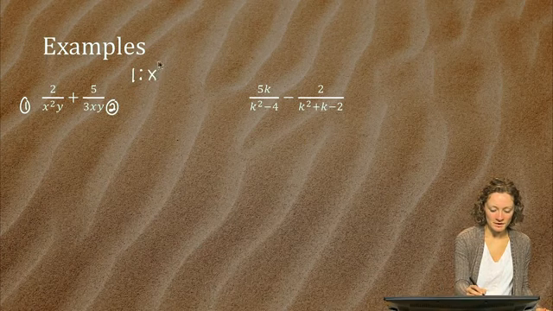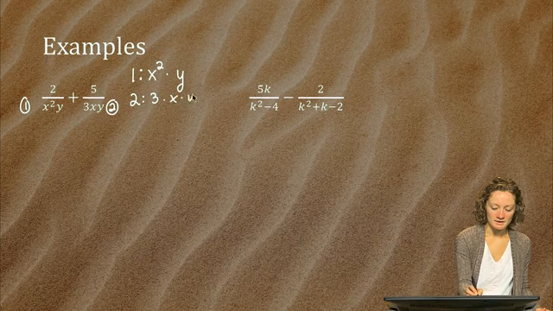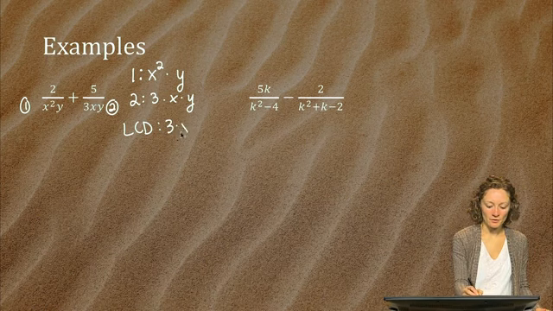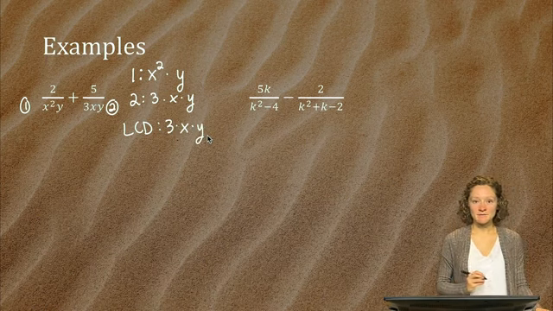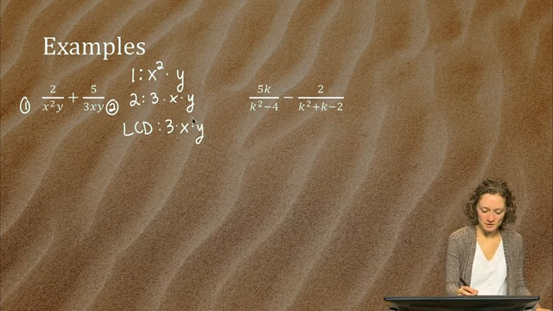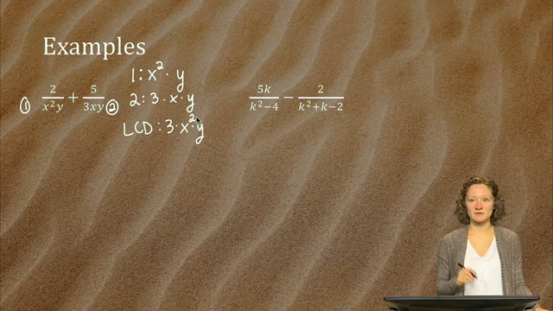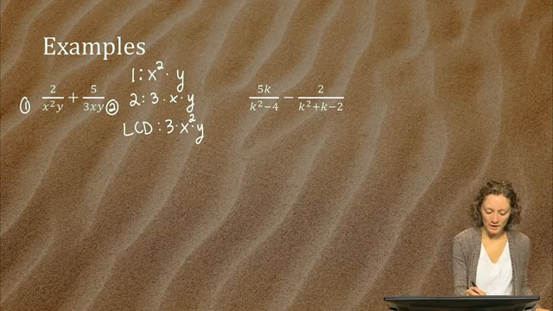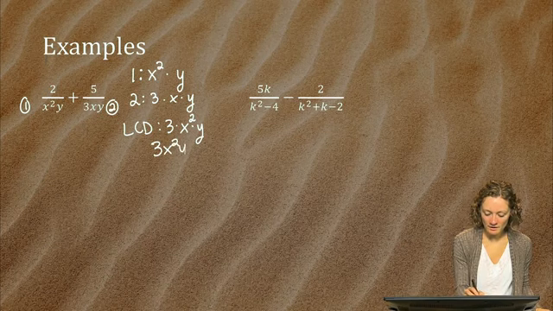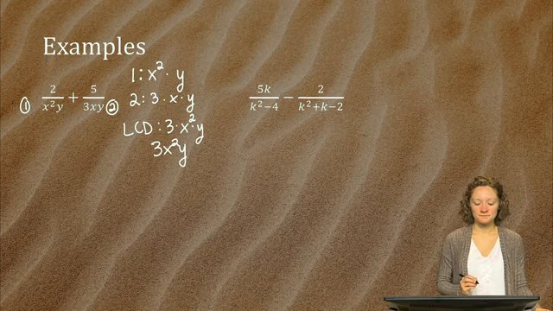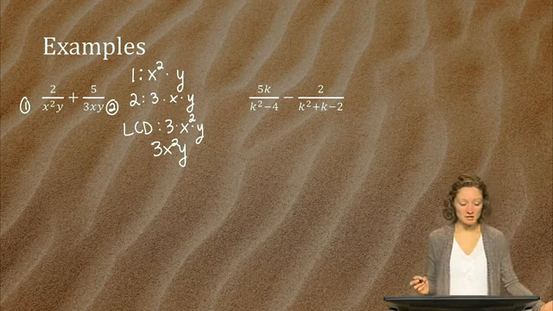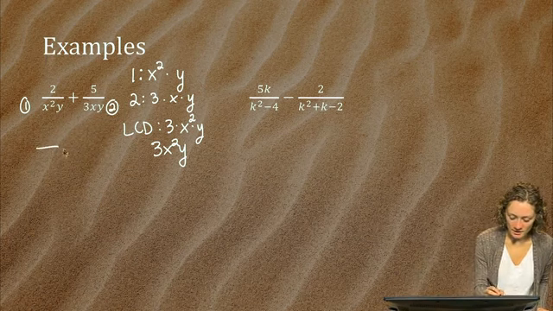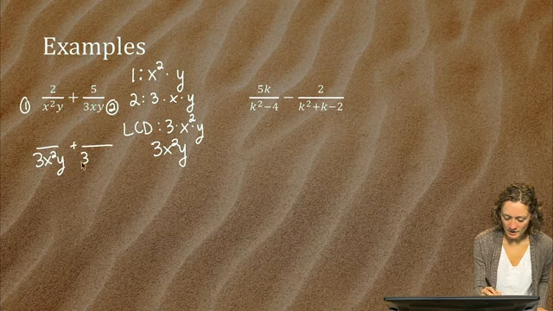Our first denominator has x squared and y. Our second has 3 and x and y. So our LCD has each of those, 3, x, and y, to the highest power that exists. To the first, the x is squared and the y still to the first. So our LCD is 3x squared y. Okay, the next step is to actually convert each fraction. So we want each fraction to have this as the denominator.